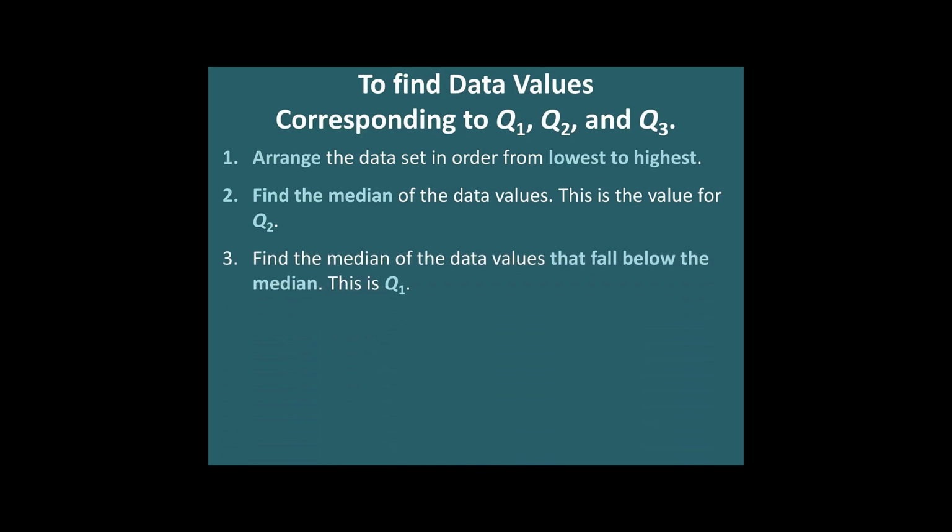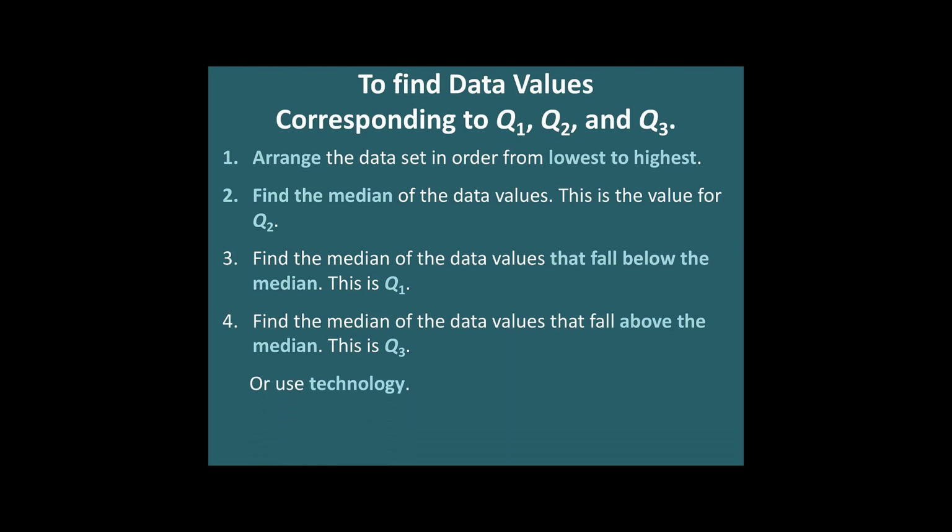Next, we find the median of the data values that fall below the median. This is called Q1. Next, find the median of the data values that fall above the median. This is called Q sub 3. Keep in mind, we can use technology to find these items.